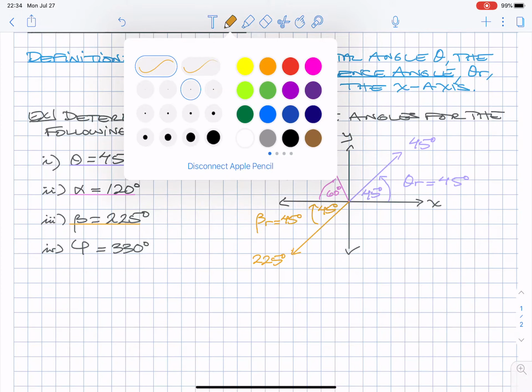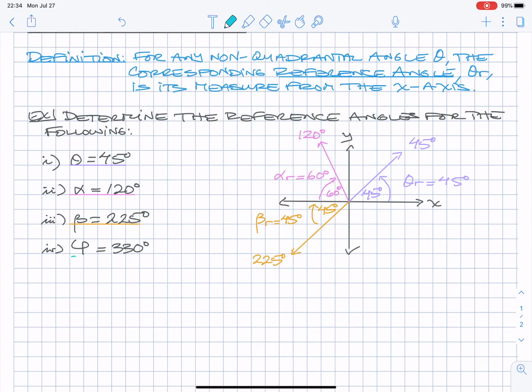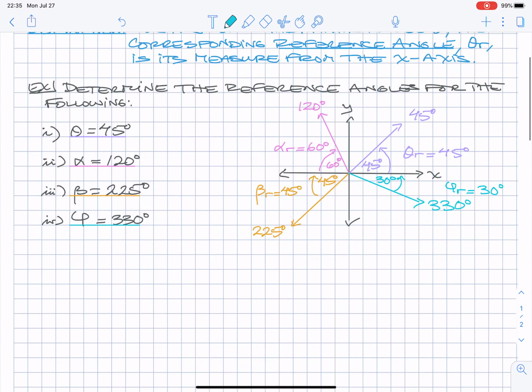Okay, last but not least, what color should I use? Let's use blue. Phi is 330 degrees. So that's in quadrant 4. 330 degrees, and that's only 30 degrees away from full circle. So phi reference is 30 degrees, because that's how far it is away from the x-axis. So notice we can think of having your arms out along the x-axis and going up and down, waving your hands, and you're measuring the distance that you're going.